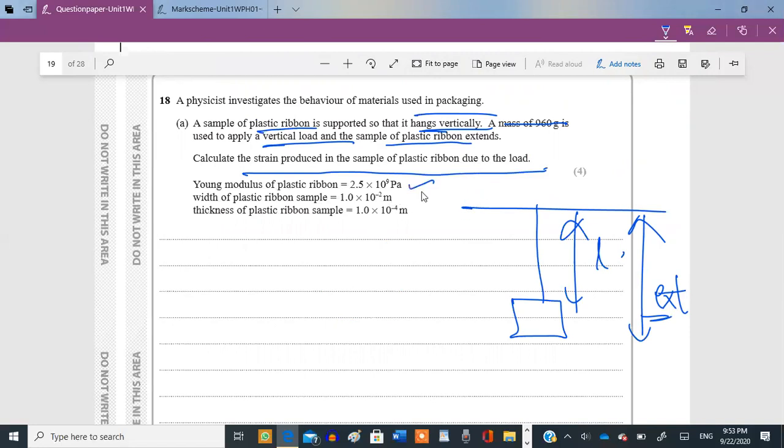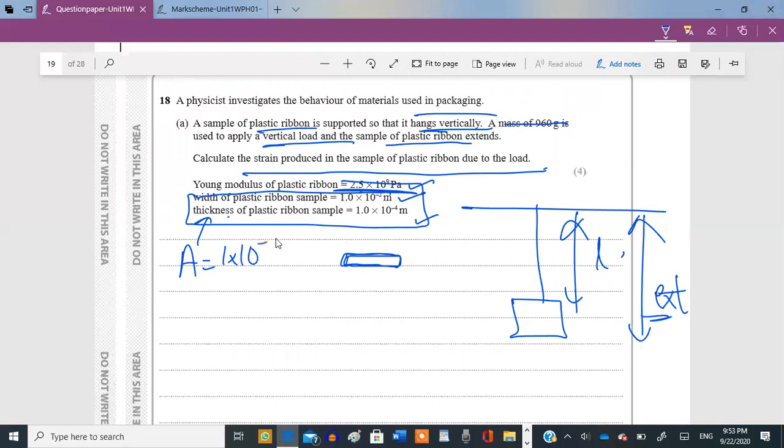The Young modulus is given to you, the width of the plastic ribbon is given to you, and the thickness of the plastic ribbon is also given to you. That means you can calculate the cross-sectional area. If this is a ribbon, then most probably its cross-sectional area is somewhat rectangular, right? So to calculate the area, just multiply these two quantities which are given to you: 1 into 10 raised to the power minus 2 multiplied by 1 into 10 raised to the power of minus 4. You'll get your cross-sectional area this way.